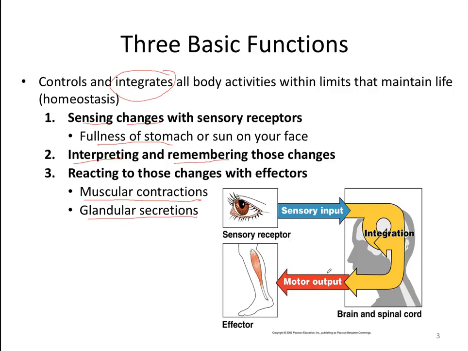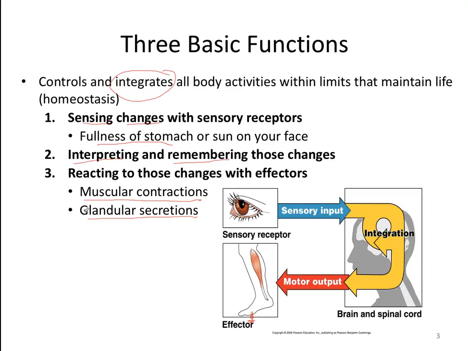So let's give 2 examples. For muscular contraction, maybe I step on a nail, ouch. And in this case, the sensory input would go up my spinal cord to my brain, and I would experience that as pain. Pain means tissue damage is occurring, so integration says pain plus foot equals pick foot up, and the motor output would then be me contracting the muscles of my leg to pick my foot up.